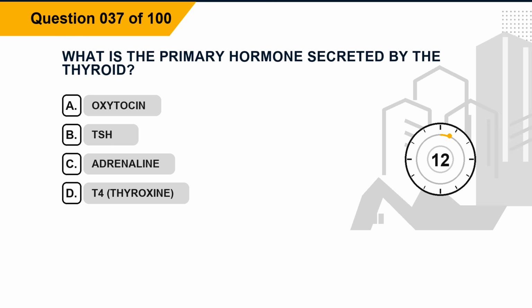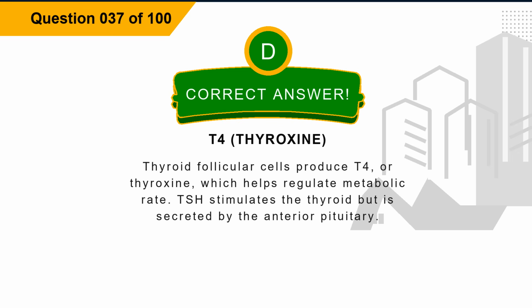Question 37. What is the primary hormone secreted by the thyroid? Option A, oxytocin. Option B, TSH. Option C, adrenaline. Option D, T4, thyroxine. The correct answer is option D, T4, thyroxine.